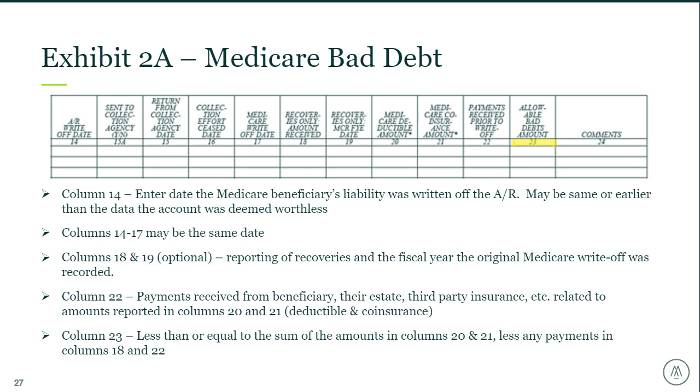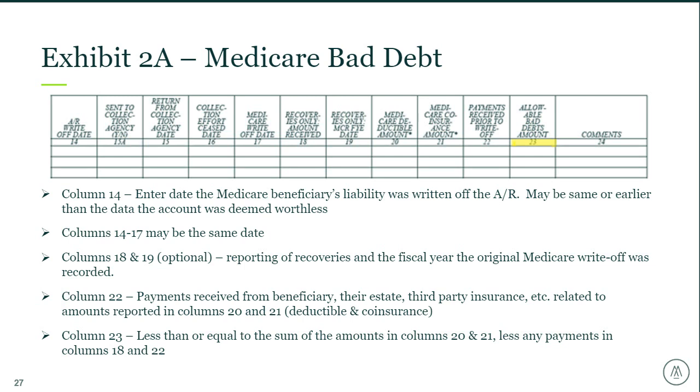Column 18 is reporting of recoveries, and column 19, which is recoveries only Medicare FYE date. That column is actually optional. Obviously, that's just when you're recording what fiscal year the write-off was recorded. Column 22 is another new one. Are the payments received from the beneficiary, their estate, or third-party insurance related to the deductible and co-insurance amounts in columns 20 and 21? And then finally, you get to your column 23, which is your actual allowable bad debt amount recorded on the cost report.